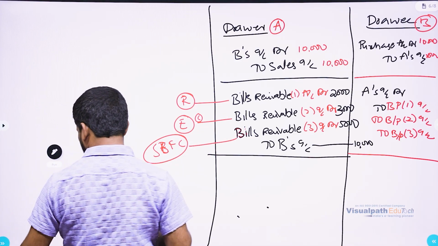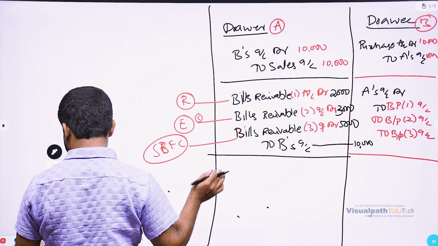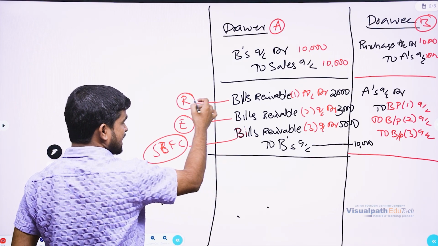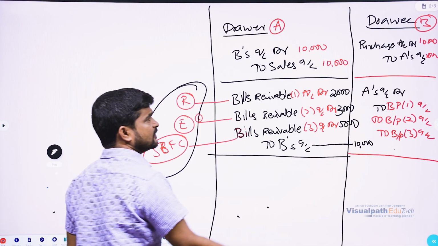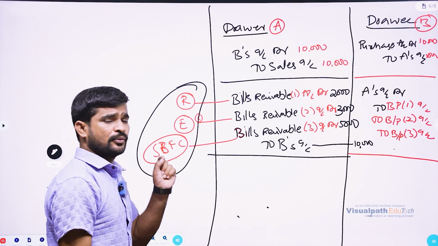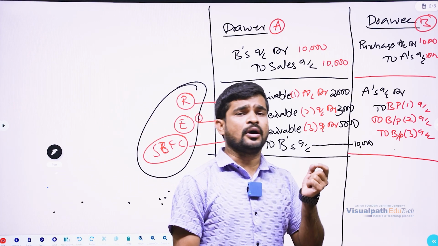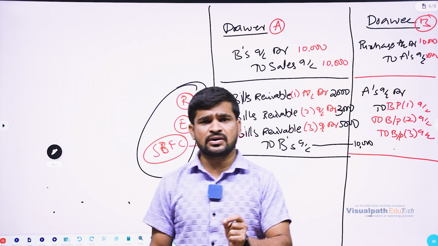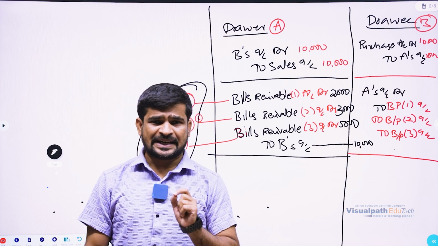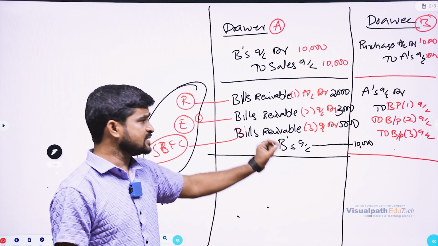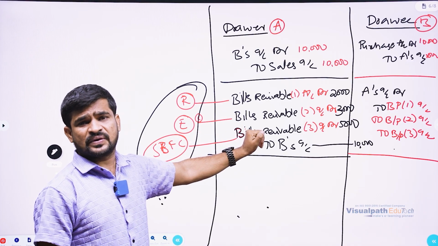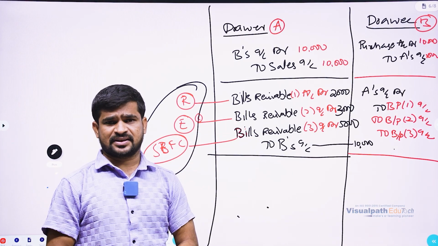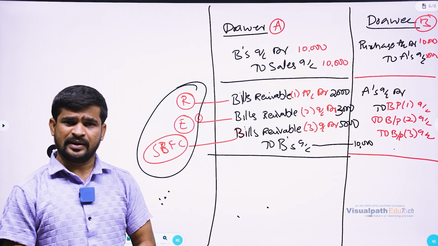So now we will write what about the bills utilized in these three ways. For this utilizing in three ways, there are no special entries in the books of the drawer. In the books of the drawer, only two things: if it is honored, honor entries will be recorded; if it is dishonored, dishonor entries will be recorded. Except that there are no other entries, even if it is endorsed, held, discounted, or sent to bank for collection.